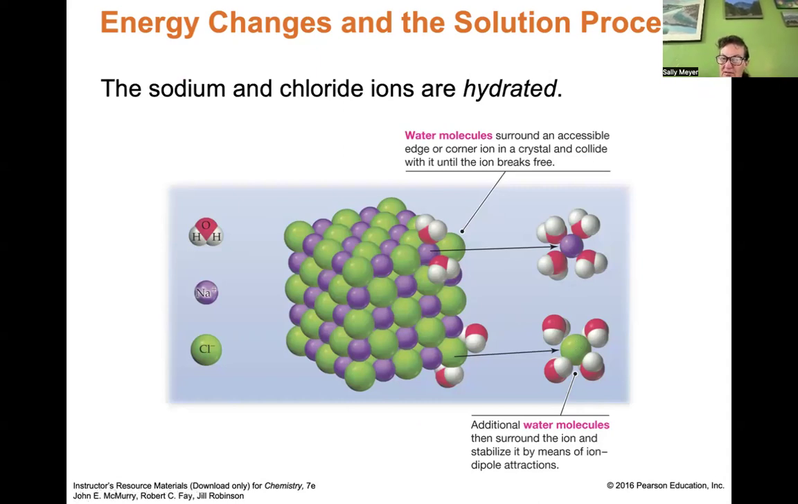So the water molecules are going to align themselves so that the negative ends are towards the positive cation and opposite for the anion.